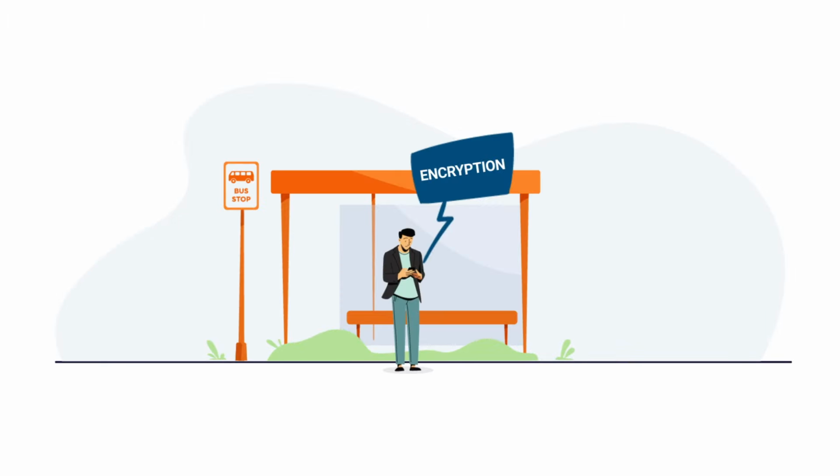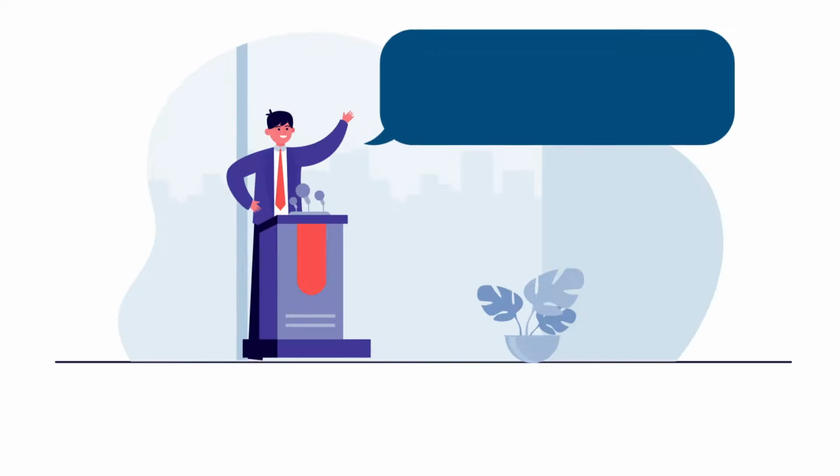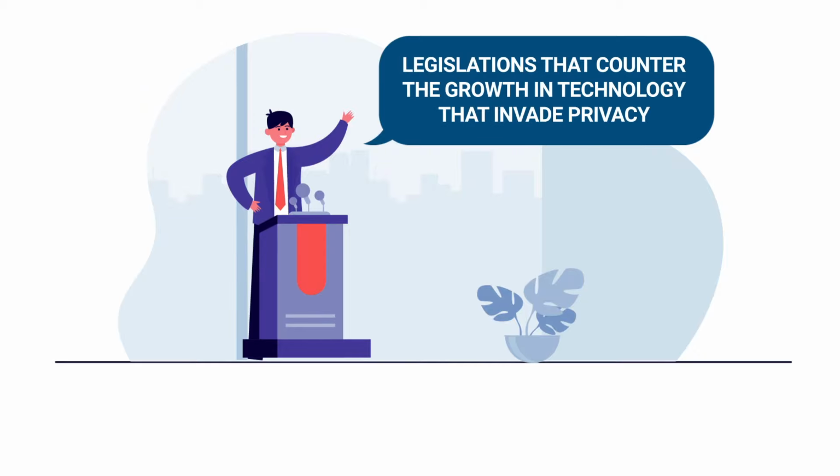There are simple things we can do ourselves, like using encryption, authentication, and data masking. Institutions can opt for an alternative business model that does not require the sale of private data. New laws must keep up with new technologies to counter privacy invasions.